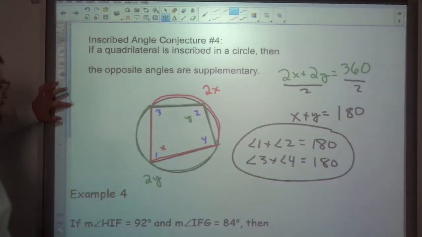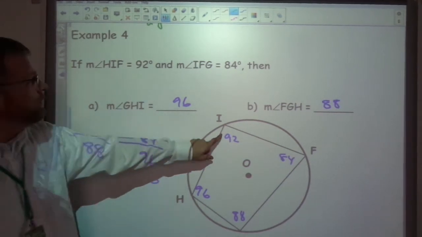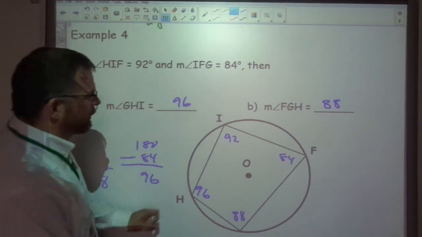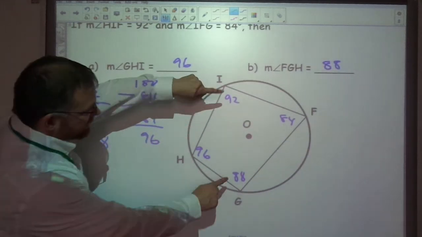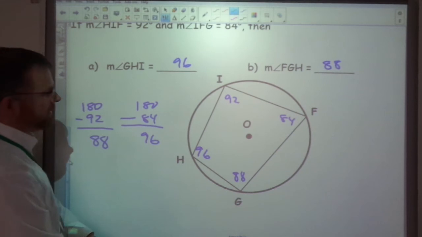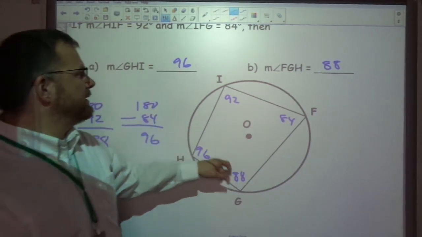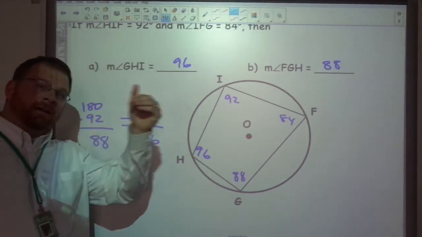Okay, last example here. If this angle is 92 and IFG is 84, so if we're given these two, find some other stuff. Well, then this has to be supplementary, so we can subtract. This has to be 88. Then we can subtract here. This has to be 96. So we've got 96 and 88. That's inscribed angles. Half of the arc.